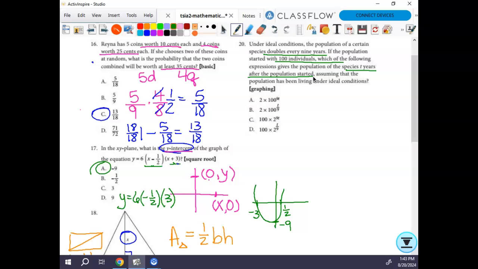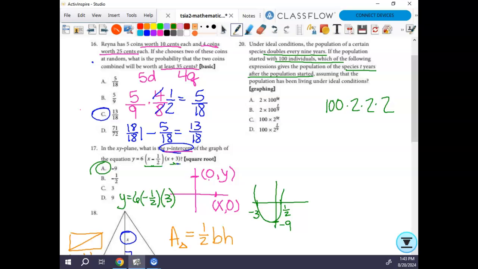Okay, so the first thing we want to narrow down: is it 2 times something, or is it 100 times something? Okay. So if I've started with 100 individuals, and then in 9 years, I'm going to multiply that by 2, right? And in another 9 years, I'm going to multiply it by 2 again. And then it's going to double again, right? And it keeps doubling. That's what it's saying. You with me on that?